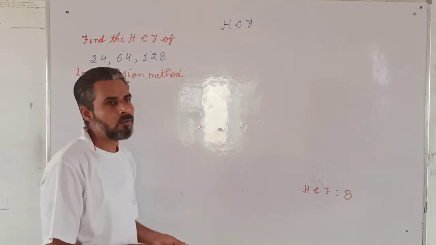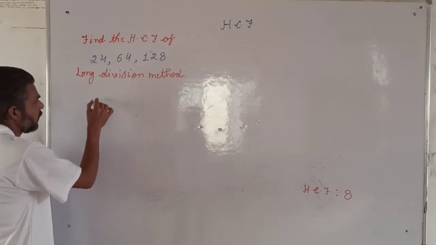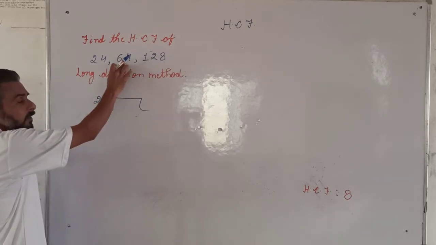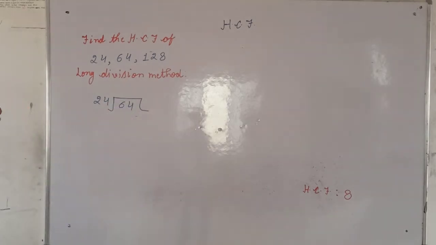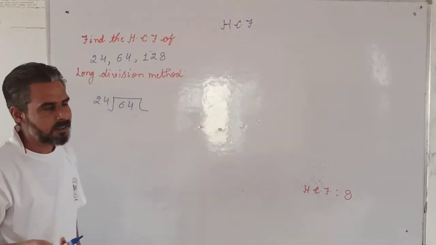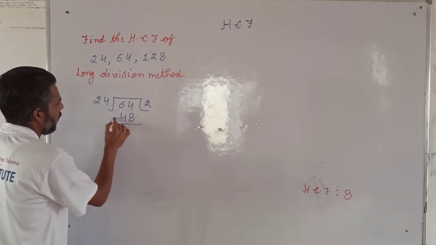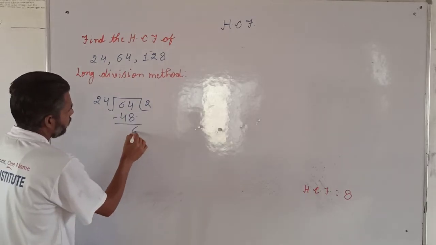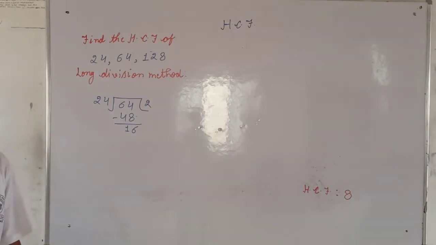So what we will do? We will start dividing. We will start from the smallest. Smallest will be the divisor, and then the second one will be the dividend. So we will divide by 24. 24 times 2 is 48, 24 times 3 is 72, means 2 times. And we will get here 16.